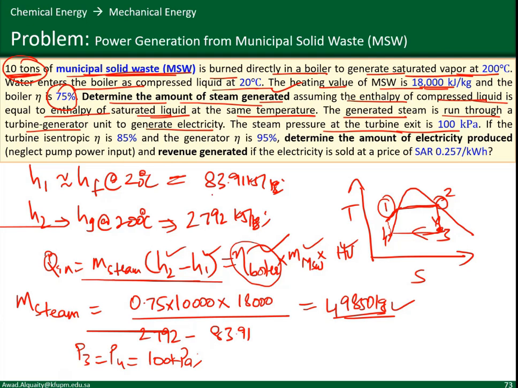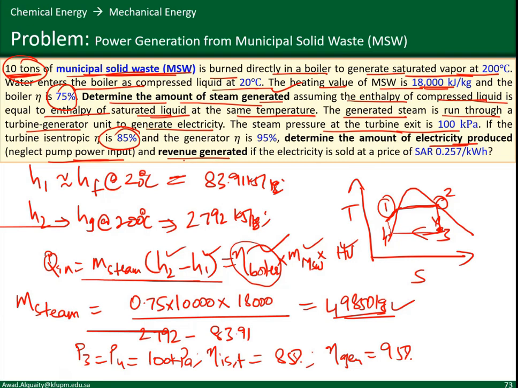Now, the turbine isentropic efficiency is 85%, which means that, okay, 2 to 3 is not an isentropic process. The generator efficiency is 95%. We want to determine the amount of electricity produced, and we can neglect pump power input. So we simply have to determine the amount of power output in the turbine, right? The power output in the turbine is the amount of work generated within the turbine. And then using generator efficiency, we can convert that into the amount of electrical energy generated.